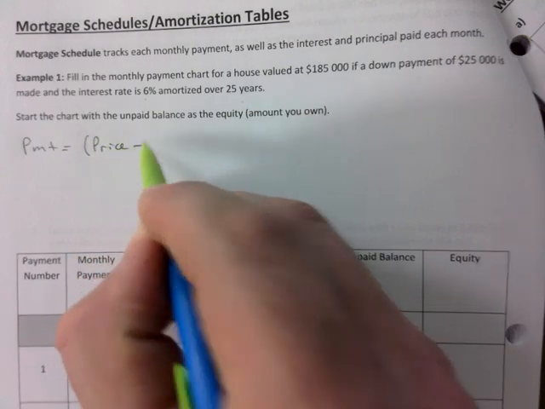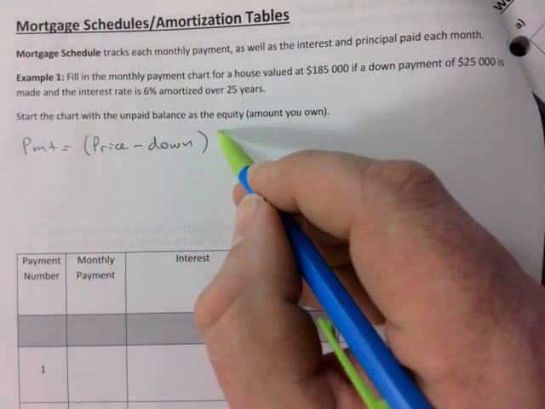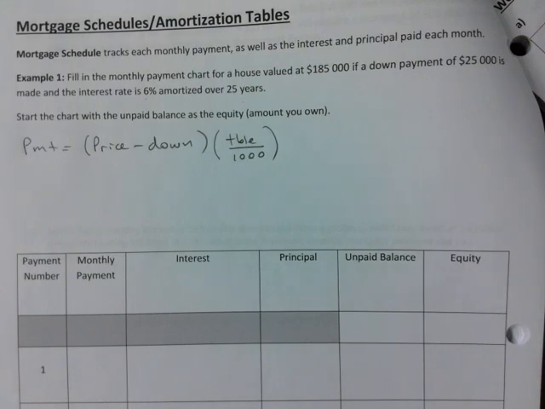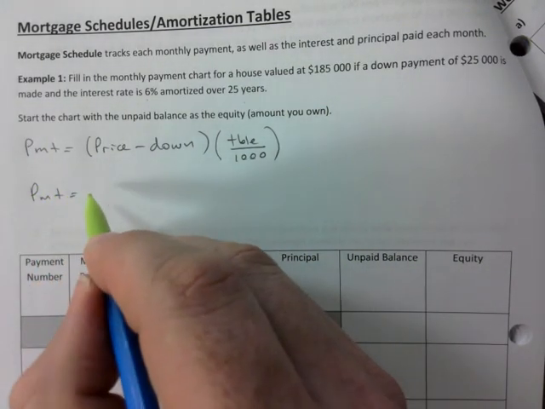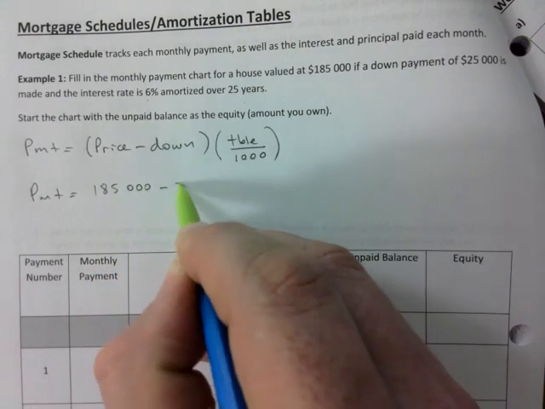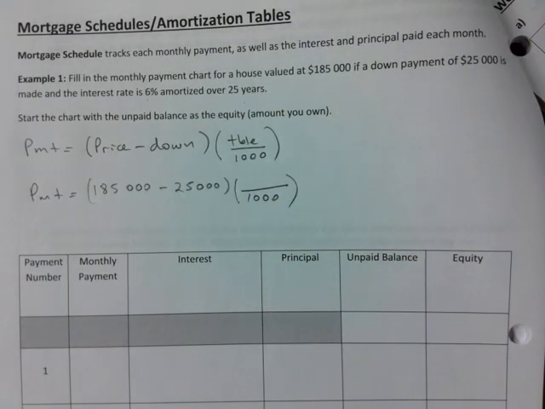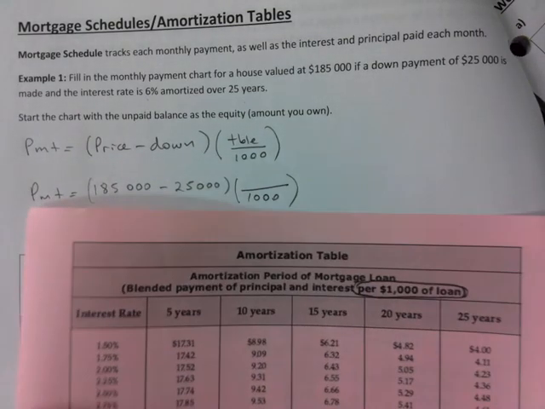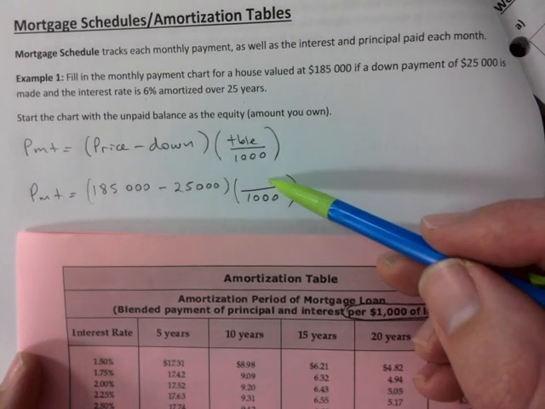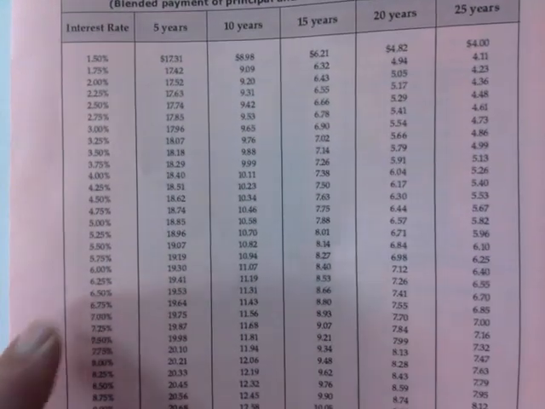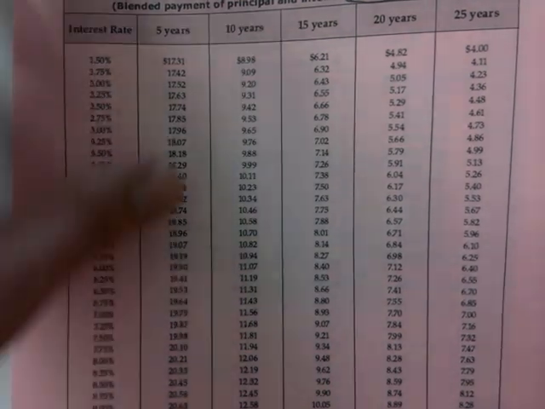It's the price of the house minus any down payment that happens. You take something from the table and you divide it by 1,000. So let's figure that out. Payment is 185 minus 25,000. Where do we get that table from? The pink charts. You get to bring this tomorrow as well. So what do we need to get this number? Your interest rate and the amortization. So 6% over 25 years, 640, okay?